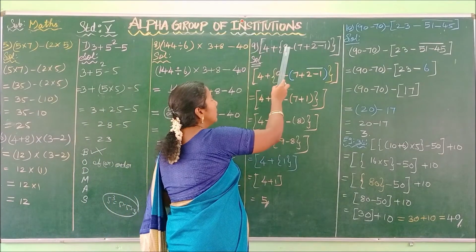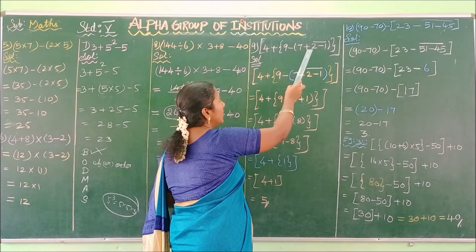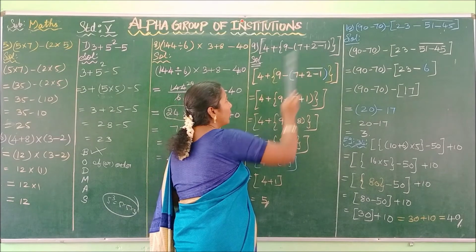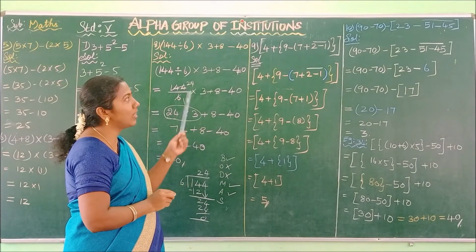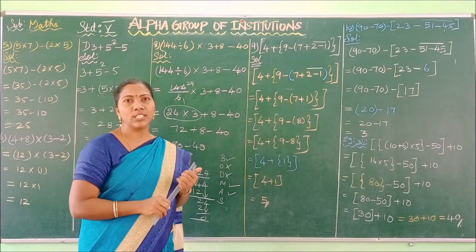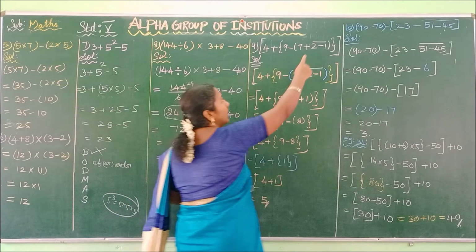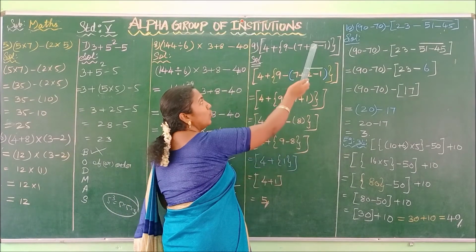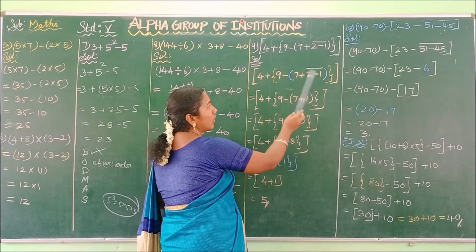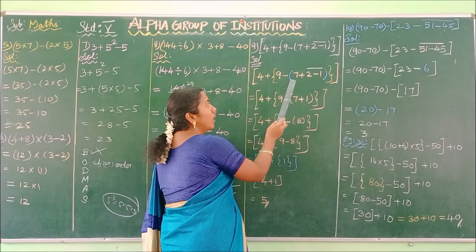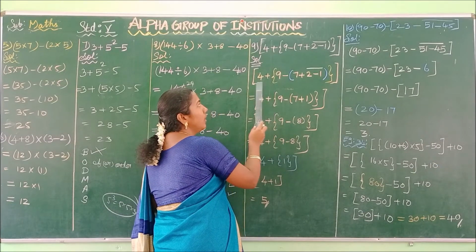4 plus 9 minus 7 plus 2 minus 1. Okay, see this is a very important sum. See here children, the expression contains 4 types of brackets. What are the 4 types of brackets? See here, this is vinculum, simple, curly, square. Here I give color for them. This is vinculum, simple, curly and square.